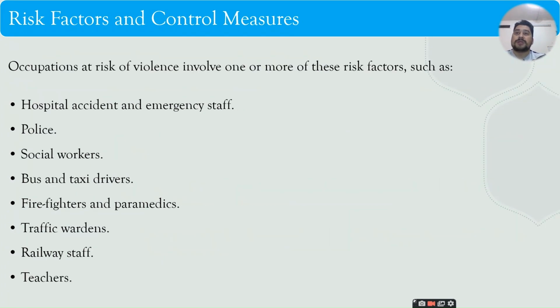Control measures. Occupations at risk of violence involve one or more of these risk factors. So these are the occupations at higher risk of work-related violence: hospital staff and emergency staff, police, social workers, bus and taxi drivers, firefighters and paramedics, traffic wardens, railway staff, teachers.